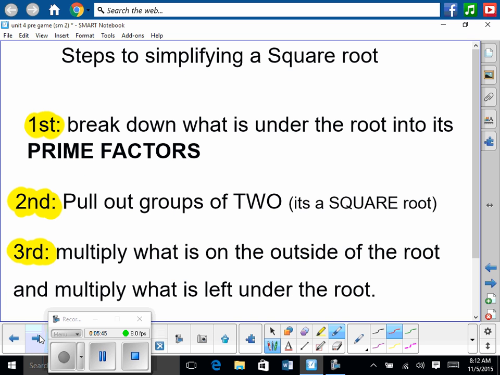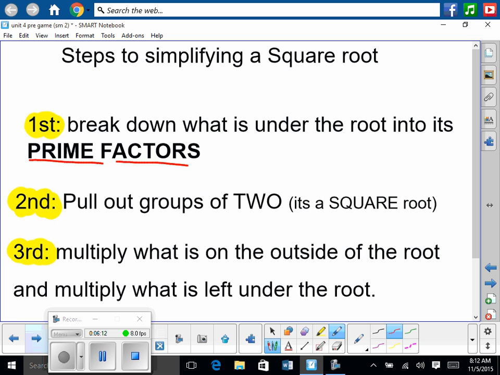So here are the steps to simplifying a square root. First, you're going to break down what's under the root into its prime factors. I'm going to say that again. The first thing you're going to do is break down what's under the root into its prime factors. Now, prime means only divisible by 1 and itself. Nothing multiplies to be the number except for 1 and itself. That's what a prime number is.